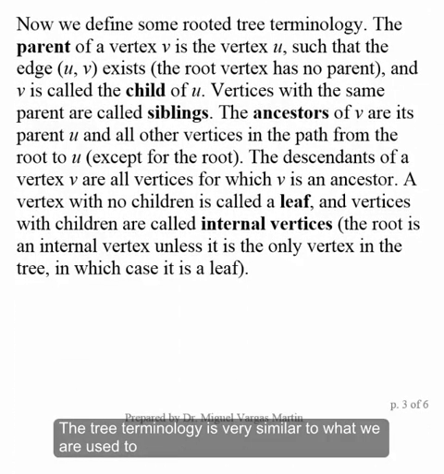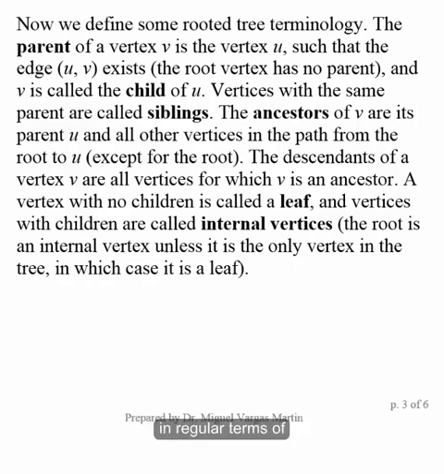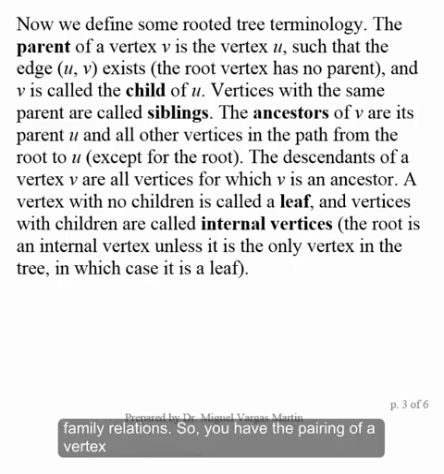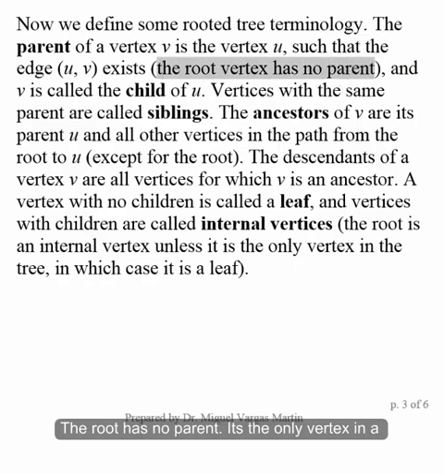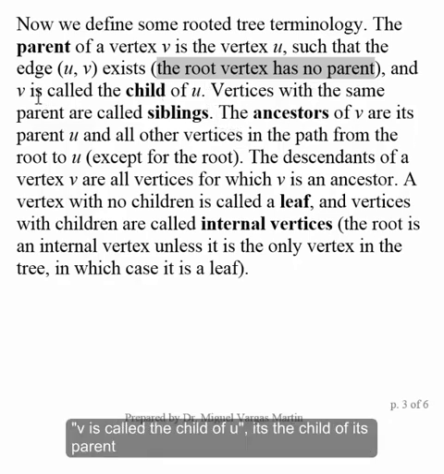The tree terminology is very similar to what we're used to in regular terms of family relations. So the parent of a vertex is the vertex that came before it, so there is an edge from the parent to vertex V. The root has no parent; it is the only vertex in a tree with more than one vertex that has no parent. And in the same way, V is called the child of U, its parent.